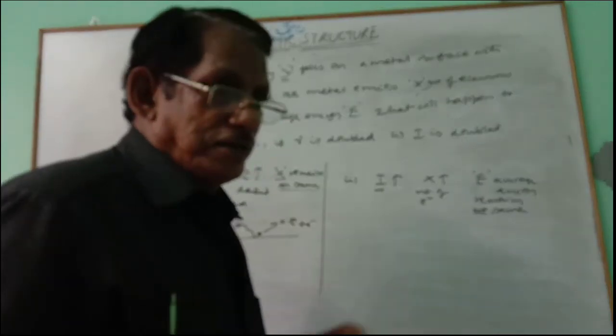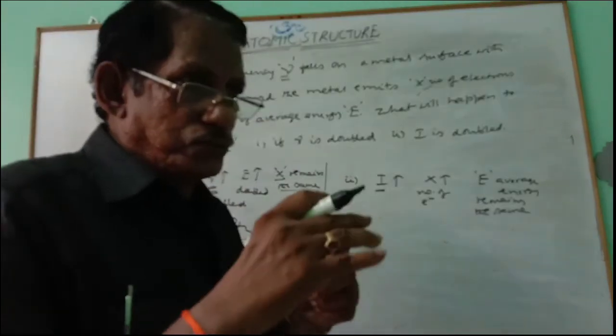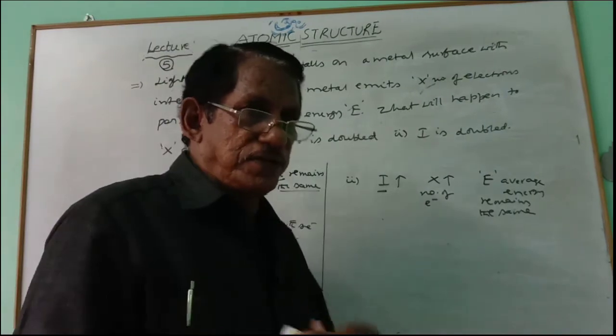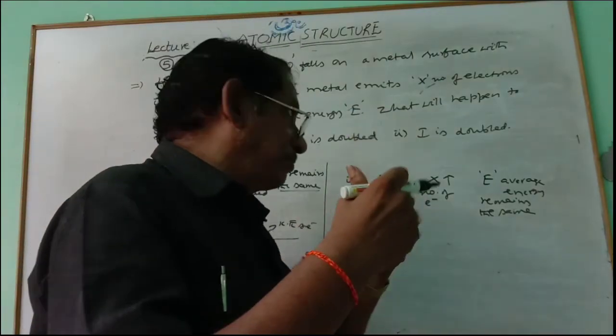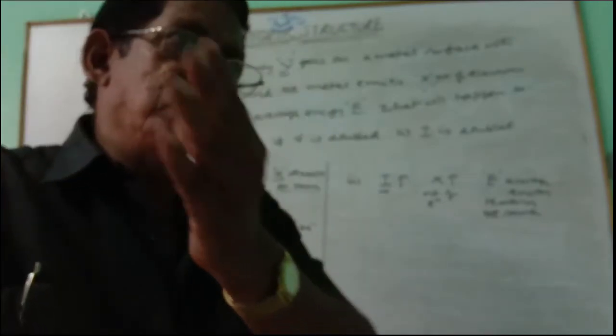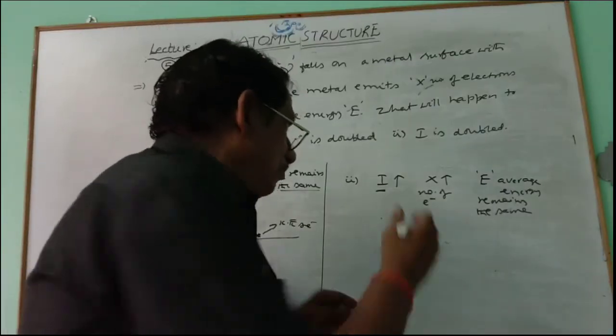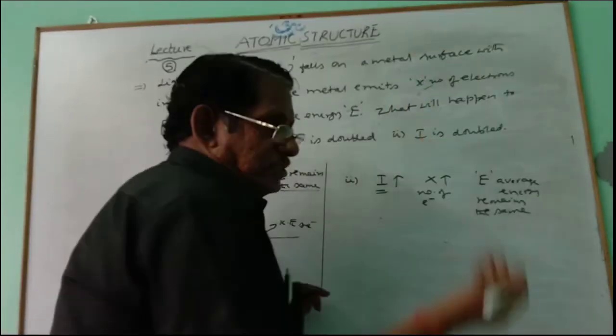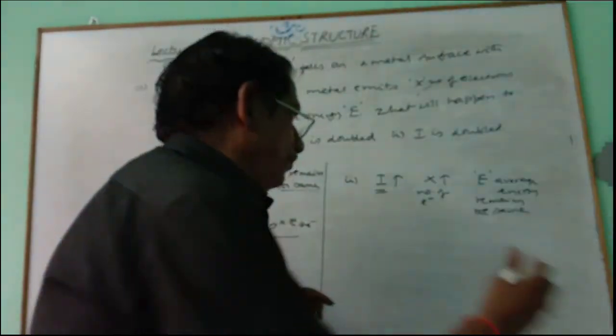And in the other case, intensity is increased. Intensity means the number of radiations having frequency nu is increased. Each photon of radiation ejects one electron. If the number of waves is increased, what happens then? The number of electrons emitted will be increased. So when I, the intensity, is increased, the number of electrons emitted will be increased.